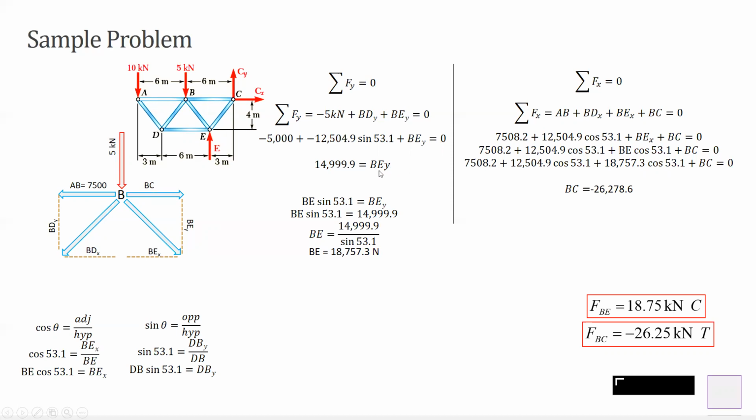But that's our BEY. We need the BE. Well, we can go back down to here and use the sine function. BE sine of 53.1 is equal to BEY. So BE sine 53.1 is equal to 15,000. We divide by the sine of 53.1, and that gives us our BE, which is 18,757.3. Again, this is positive, so under compression.